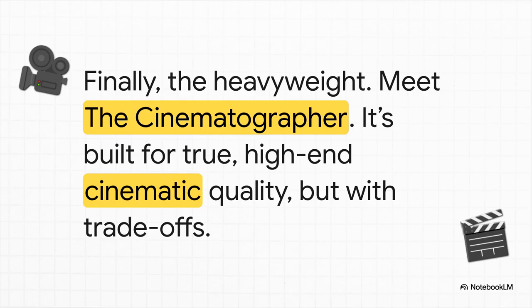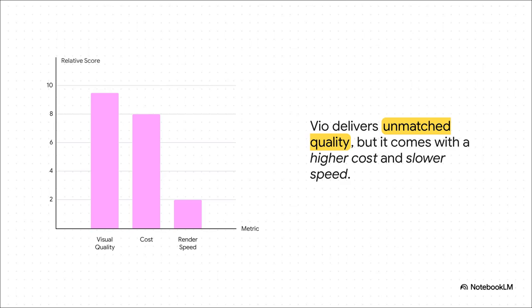If the other tools are specialists in their own right, Veo is the cinematographer. It's built from the ground up to deliver true high-end cinematic quality. But as you might expect, that level of quality comes with a few trade-offs. So here's the deal with Veo, and it's a pretty straightforward trade-off. The visual quality is absolutely off the charts. We're talking realistic lighting, complex camera moves, amazing atmospheric detail.